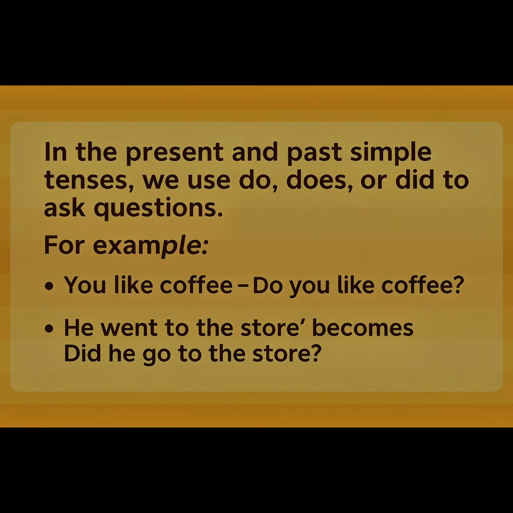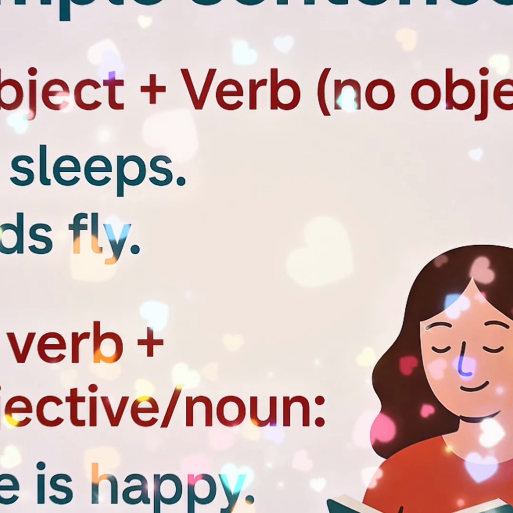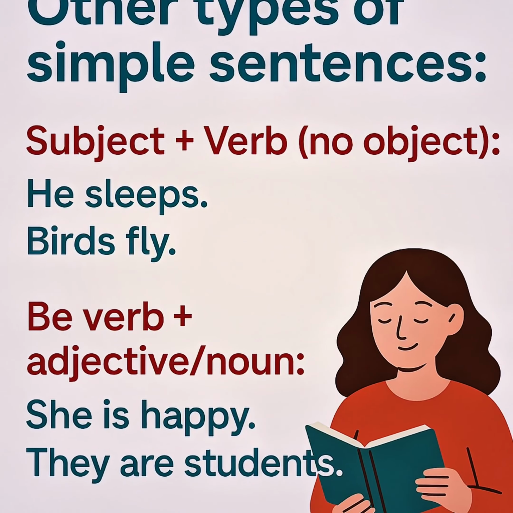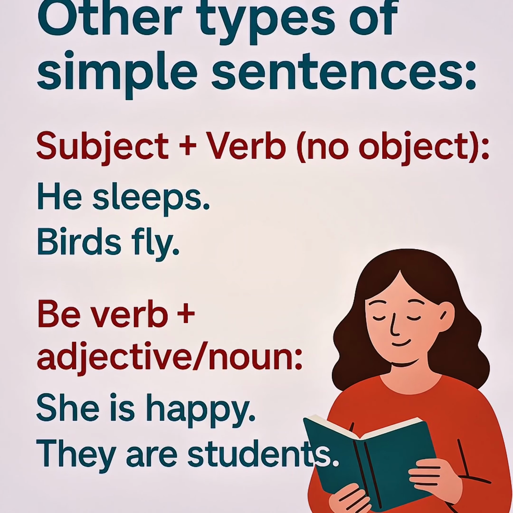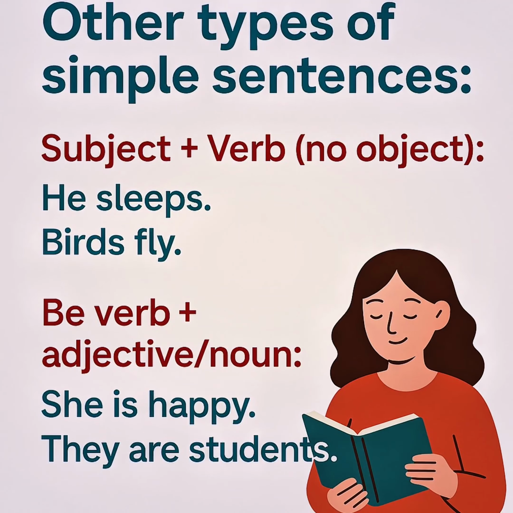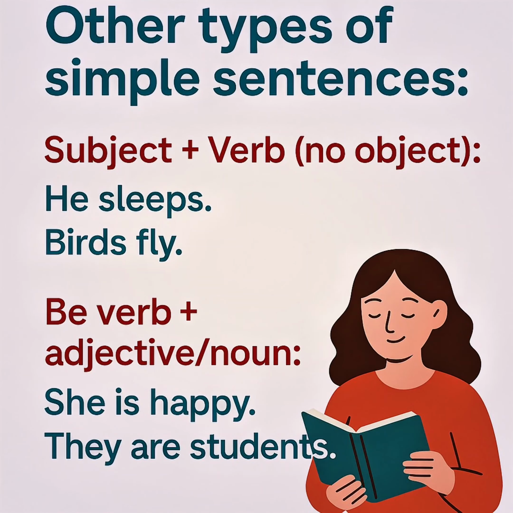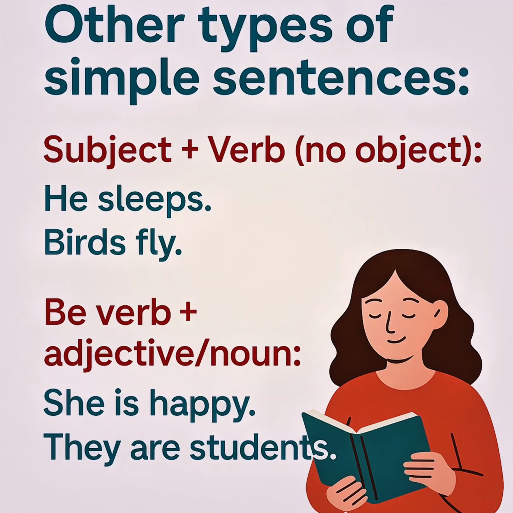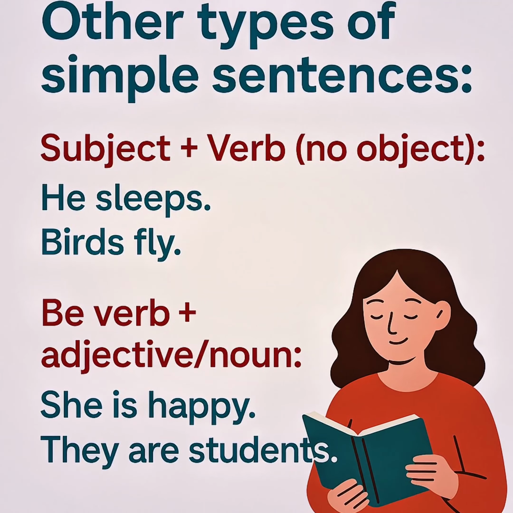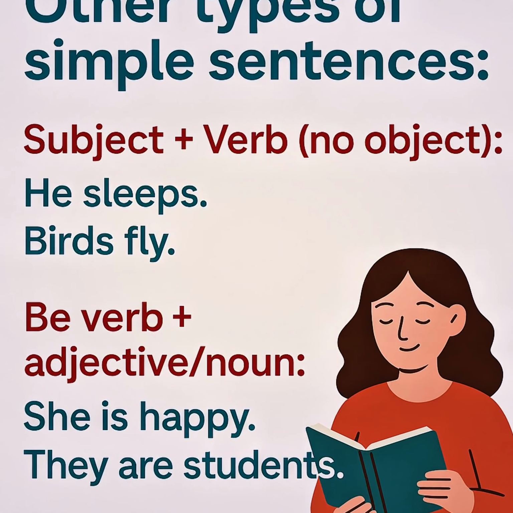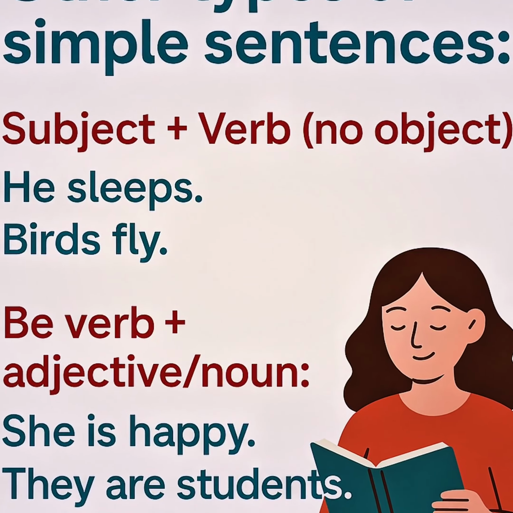There are different types of simple sentences. The first type is just a subject plus verb. For example, "he sleeps," "birds fly." Just simple and clear. Another type uses the be verb plus an adjective or noun, like "she is happy," "they are students." They is the subject, are is the be verb, and students is the noun.